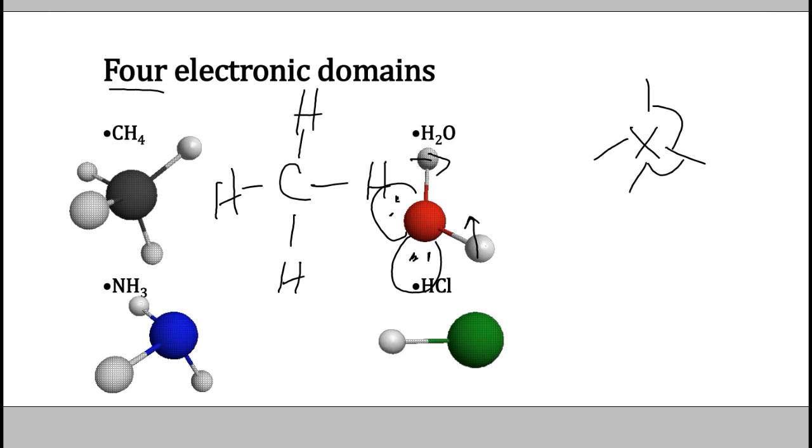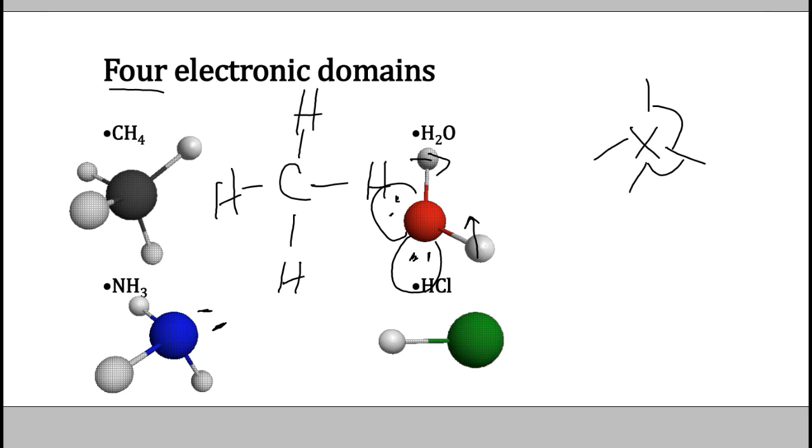All right, so let's get back to talking about methane. So we said that there's 4 electronic domains, and it has this tetrahedral arrangement. There's 0 lone pairs, so its molecular geometry is tetrahedral. If you go ahead and draw the Lewis structure for NH3, ammonia, you should get 3 single bonded hydrogens and then a lone pair on the nitrogen.